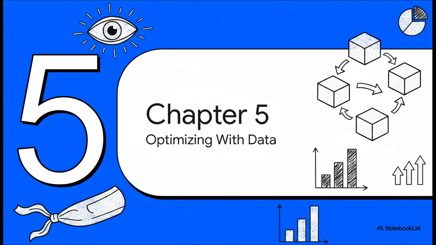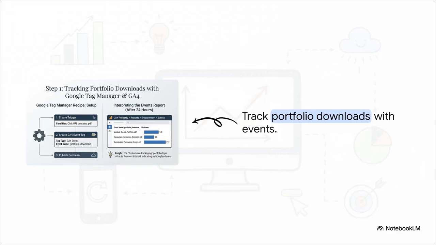Chapter 5. Optimizing with Data. So we finally untied the blindfold, but our story certainly doesn't end here. The real magic happens when we rearrange the shop based on everything we've learned. By using Google Tag Manager alongside Google Analytics 4, we can set up very specific triggers. It's basically like putting a unique tracking device on every single brochure in the store.